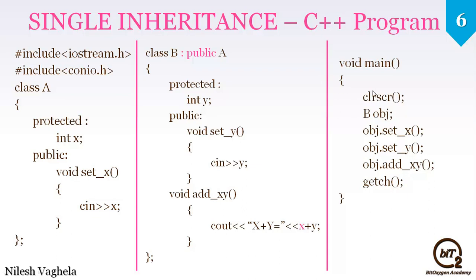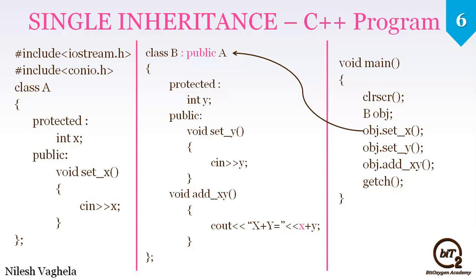Now if we start, the execution will start from the main function. An object of class B will be created in the memory and the calling of the functions will start. So obj.setX will be called at that time. As it is an object of class B, the control will be transferred to class B.